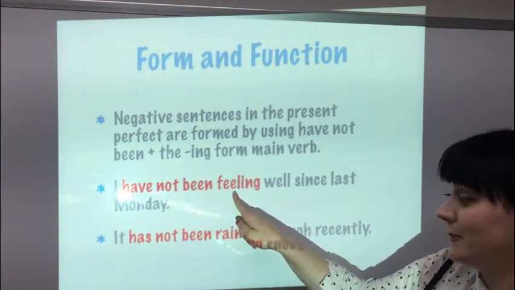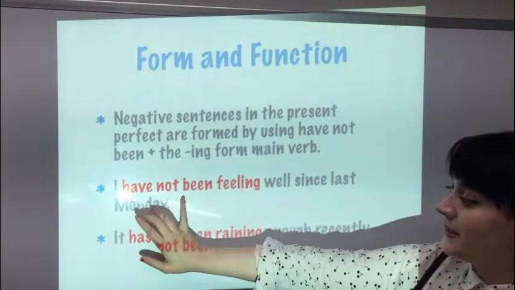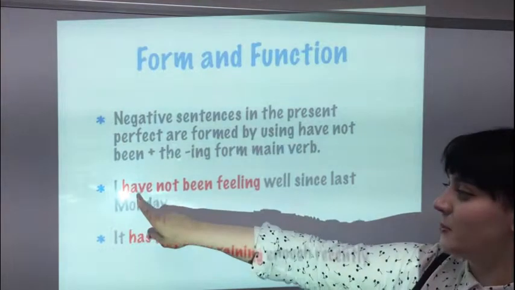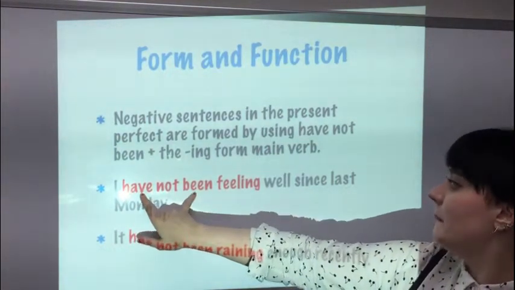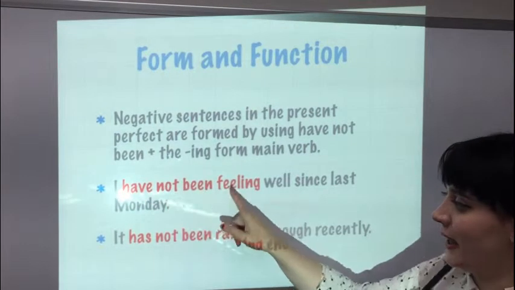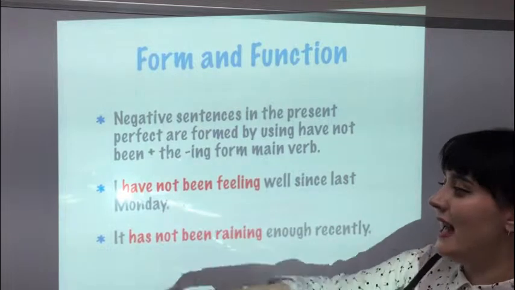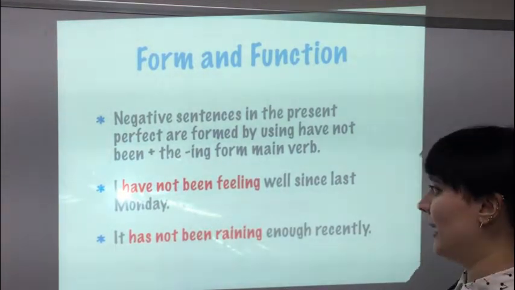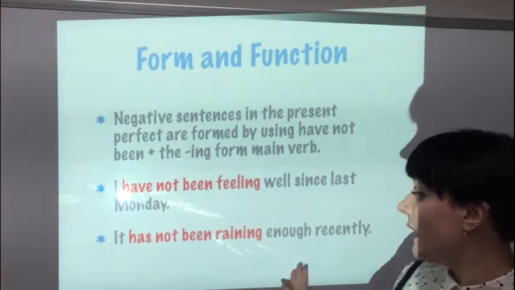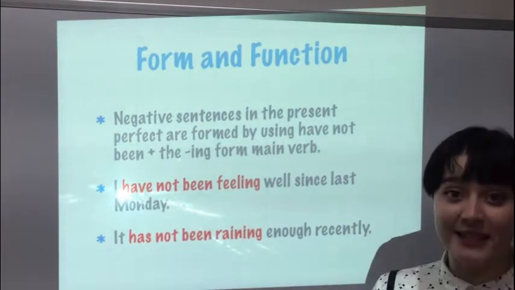Have plus not plus been plus the ing form of the verb. But as you can see, put the not always between have and been. Don't put it like I not have been or I have been not. No, it's I have not been feeling well since last Monday. Same for here. It has not been raining enough recently.